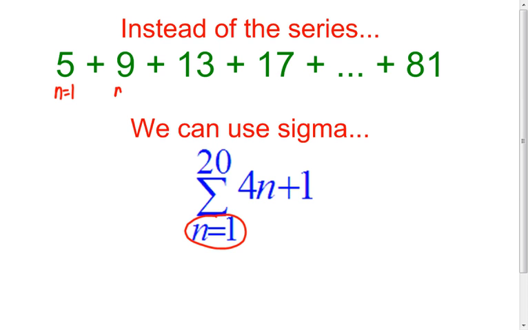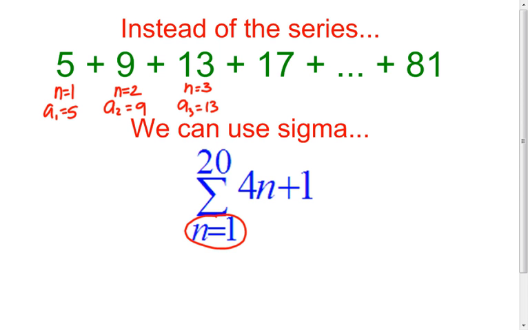Then this term right here would be 2, and by the way, A1 would be 5. You know that, right? So A1 would be 5. And here, A2 is 9. Here, this is the third term, so n is 3, and A3 would be 13. Okay?